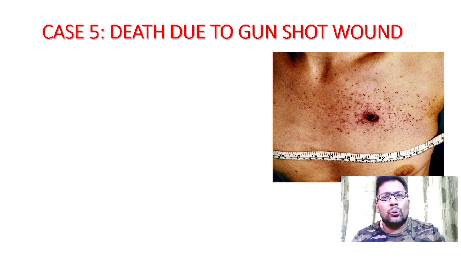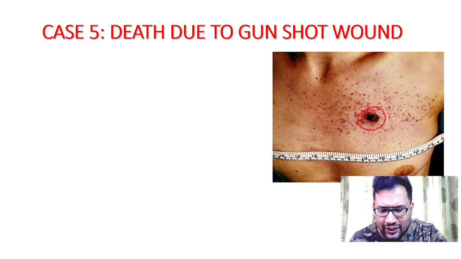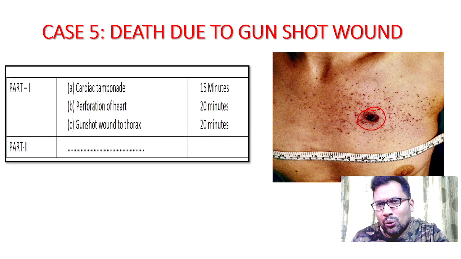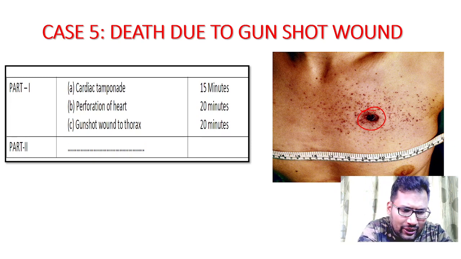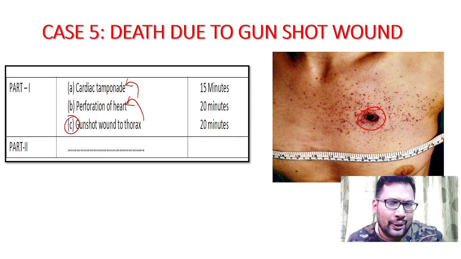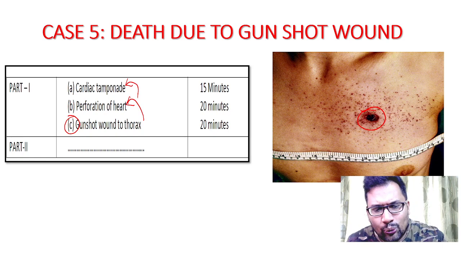Then death due to gunshot wound. You can see here there is an entry wound over the left side of the chest. Let's see now what the findings are in this. Gunshot wound to the thorax comes under 1C. Because of that, there is a perforation of the heart, and the perforation leads to cardiac tamponade. So 1A is cardiac tamponade, the immediate cause of death. 1B, perforation of heart. 1C, gunshot wound to thorax.